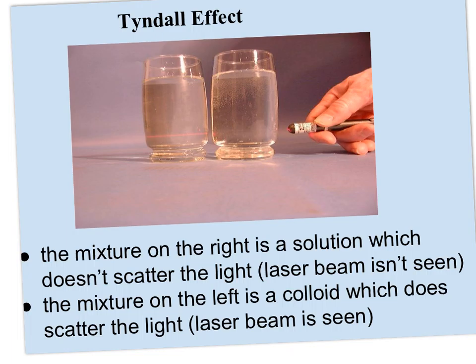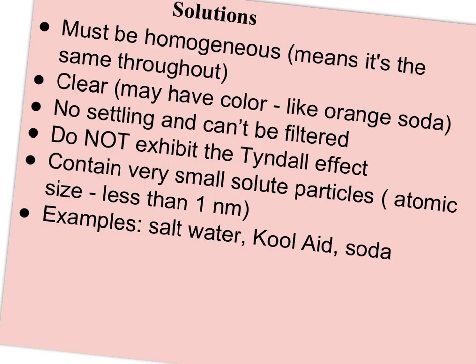Now, I went ahead and put on my notes, it's a colloid. So how did I know it was a colloid instead of a suspension? Well, let's look a little more carefully at how each is defined. A solution has to be homogeneous, which means it's the same throughout. Unless you have a microscope, you don't necessarily know whether it's homogeneous or not. They're going to be clear. Now, remember, clear doesn't mean it doesn't have a color.